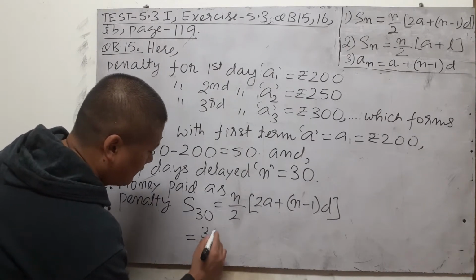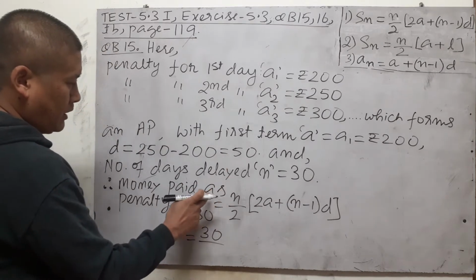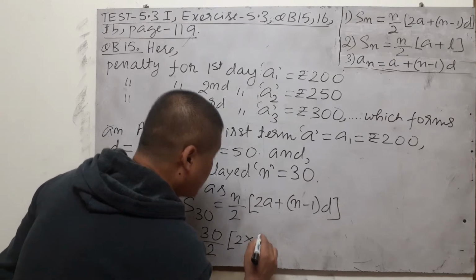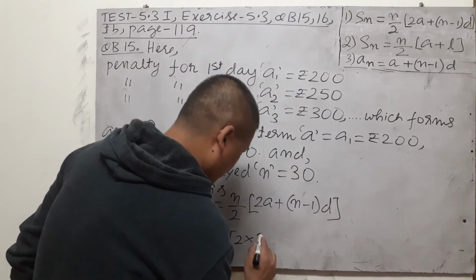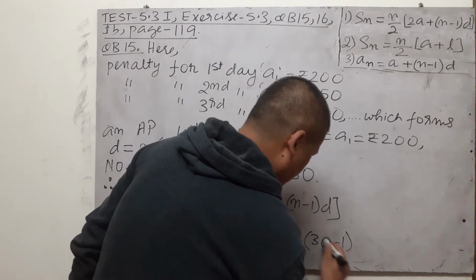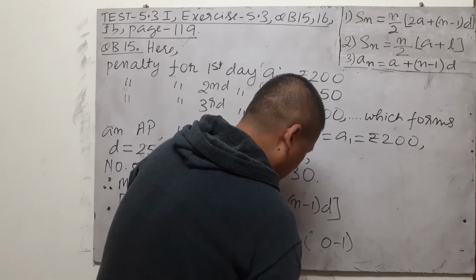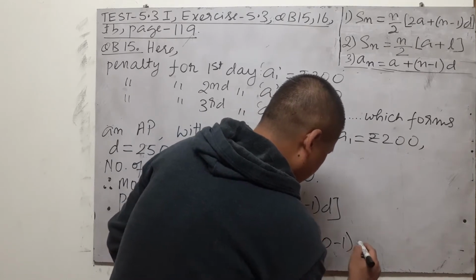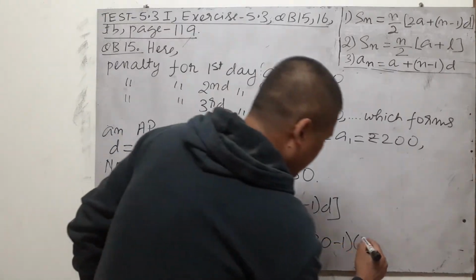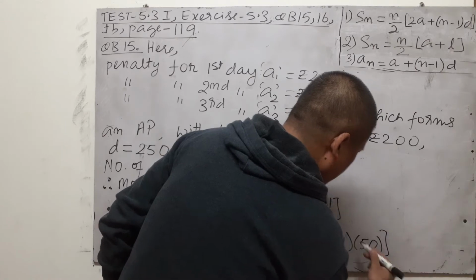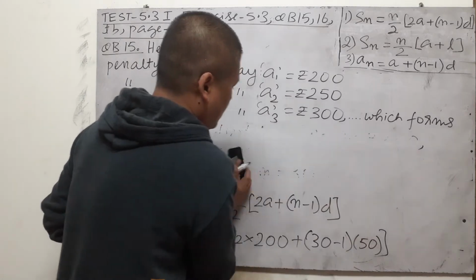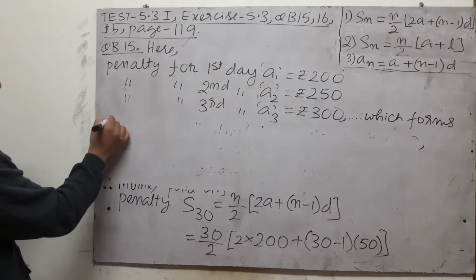N, the total number of terms here, is 30, divided by 2 into 2 into the first term value a, here 200, plus n, which is 30 as we said, minus 1, n minus 1 into d. So the common difference value d is 50. So you can put that value 50 and then we can proceed. I think this is what they're asking, so we'll just rub out this portion to continue because there is lack of space here for me.